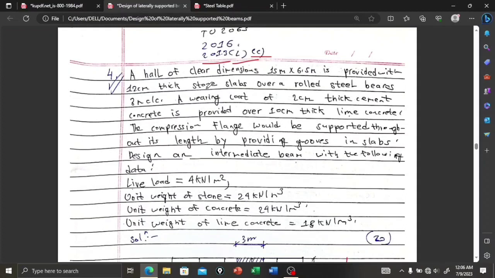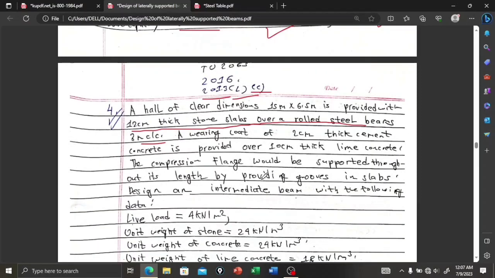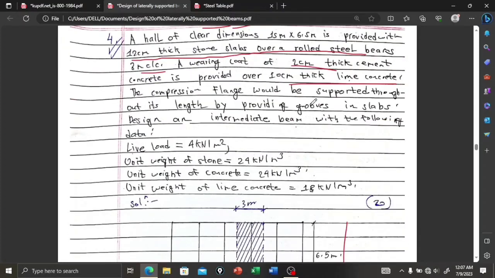is provided with 12 centimeter thick stone slab rolled over rolled steel beams 3 meter center to center. A wearing coat of 2 cm thick cement concrete is placed over 10 cm thick lime concrete. The compression flange would be supported throughout its length by providing grooves in the slab.